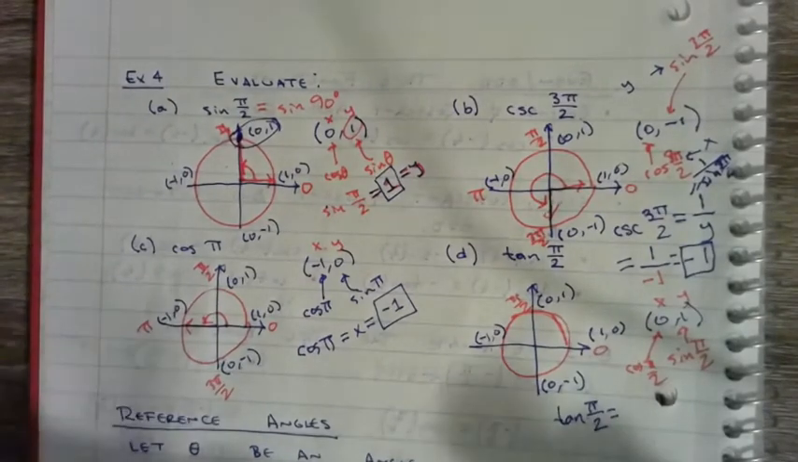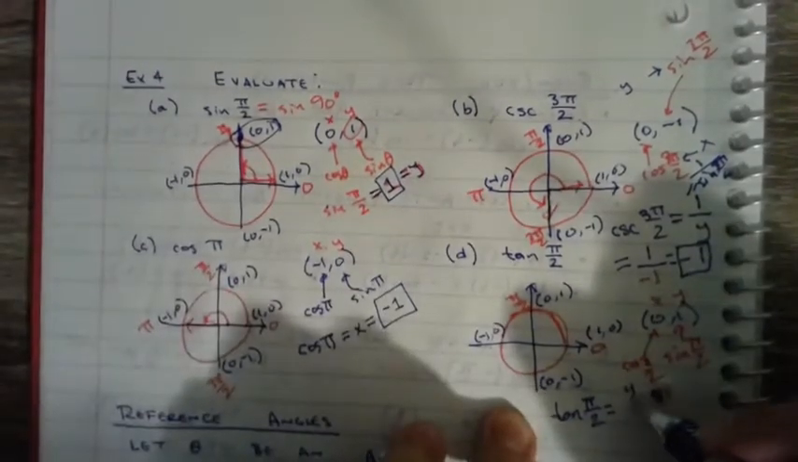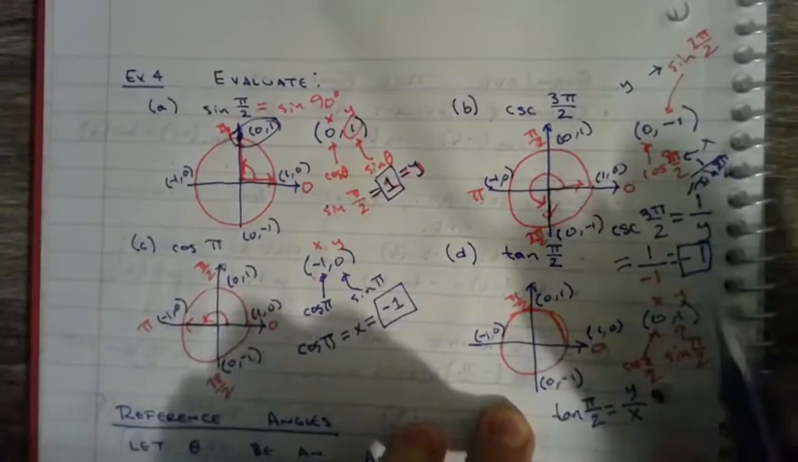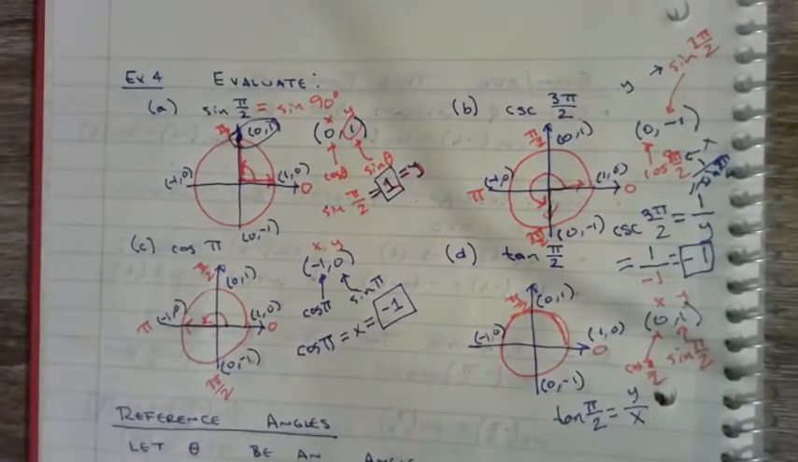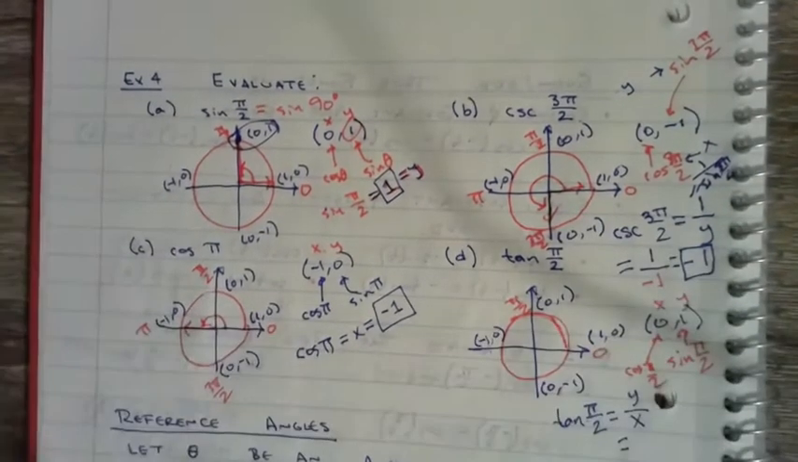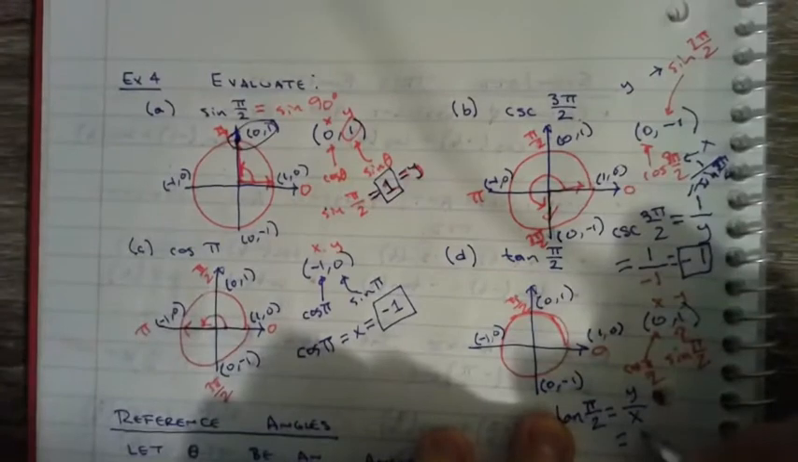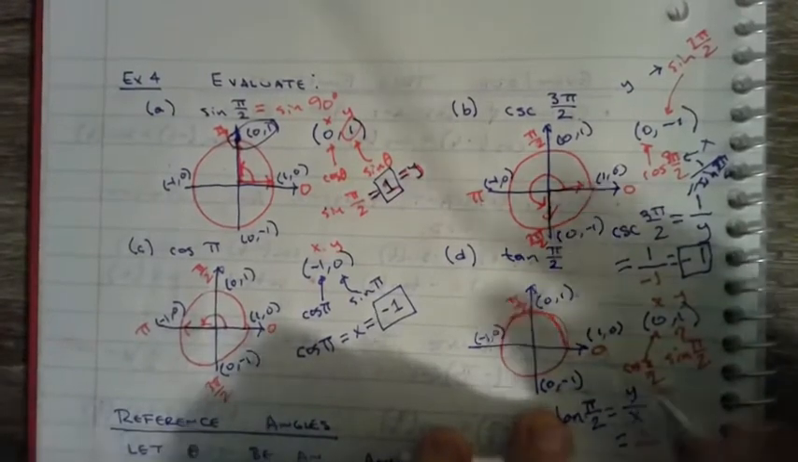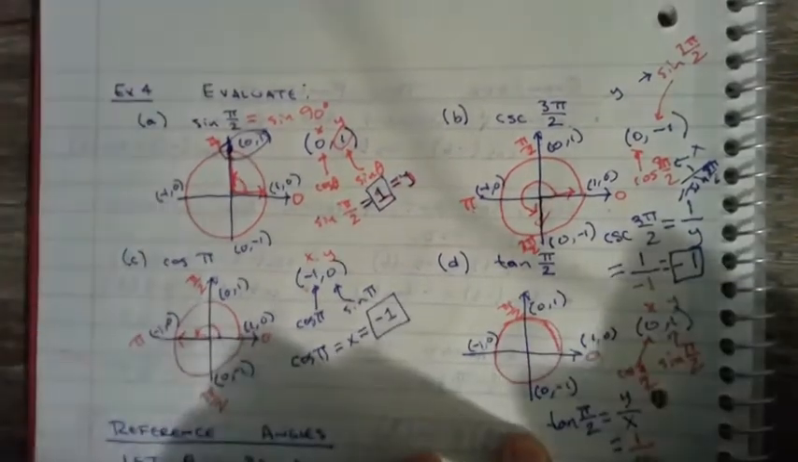But tangent here is going to be y over x. And again, you don't believe me? Look back at your notes. It's right there. That's the formula that you need. So let me go ahead and plug it in. What's my y? My y is 1. What's your x? Your x is 0.